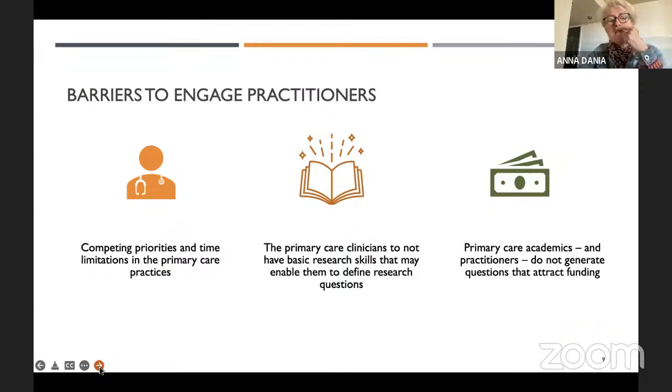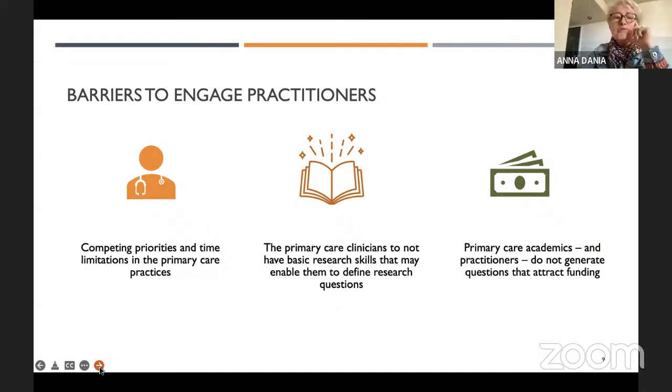I want to emphasize the barriers to engaging practitioners in the field in PBRN activity, because these barriers may be met also in your research case. When you go to a practice and you ask for, let's say, data contribution, the practice may refuse because they say that there are competing priorities. We have a very tight workflow in the practice, or we have time limitations. Your research cannot hinder our practice, and so forth. These are basic obstacles when people are gathering data.